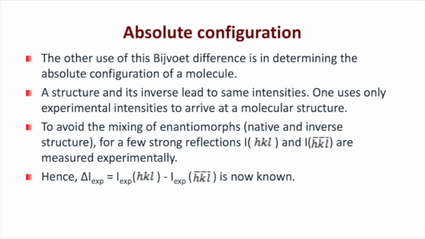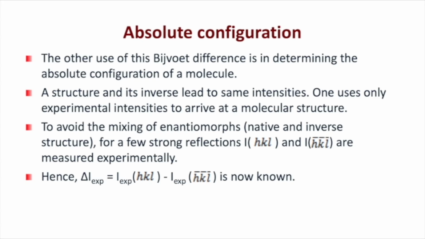Okay, see, this is another use of Bijvoet difference. A structure and its inverse. When you say structure, I mean Rj, having position Xj, Yj, Zj. Inverse means minus Rj, which means minus Xj, minus Yj, minus Zj. Intensities of Bragg reflection coming from a structure and its inverse will be the same.